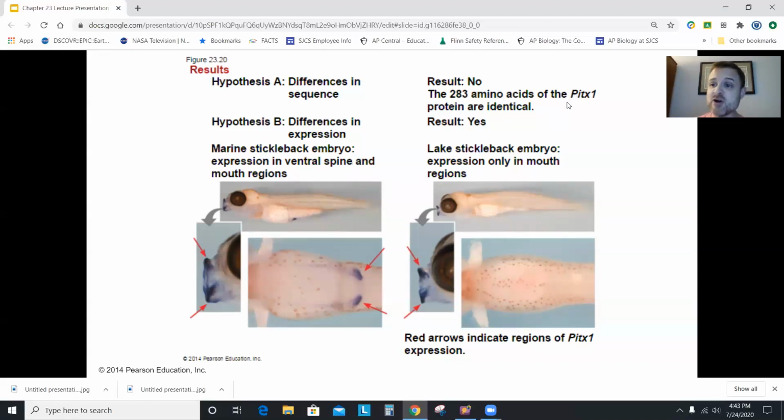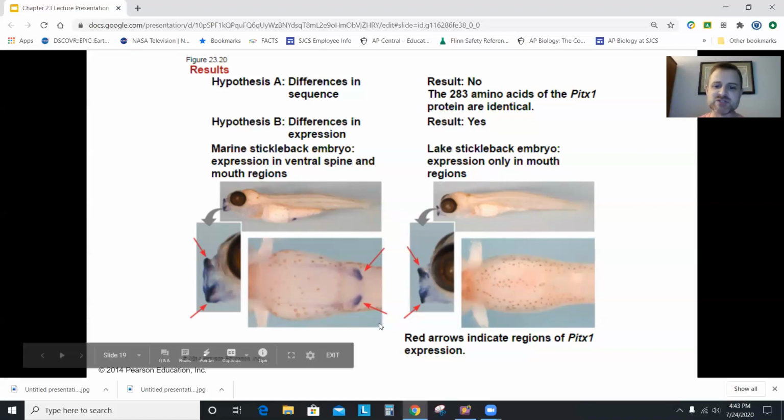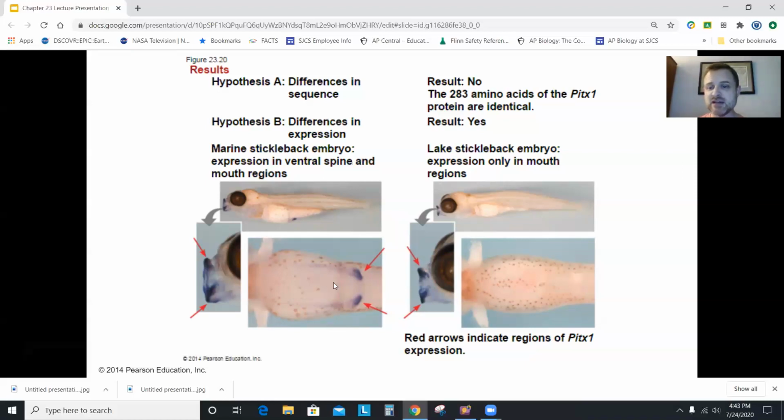The difference is, and hopefully we've already discussed this in class, a gene ahead of the PITX1 gene that acts as a switch and turns the gene on or off. It's like a regulatory switch. This picture shows the blue stains. Basically, they're looking for messenger RNA from the PITX1 gene. If you have messenger RNA, you know the gene's turned on.